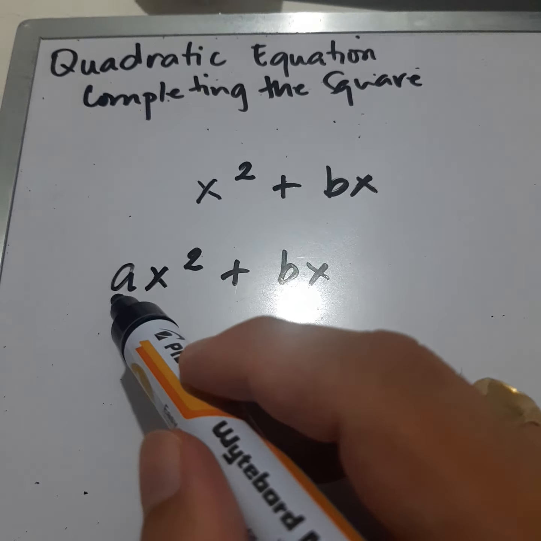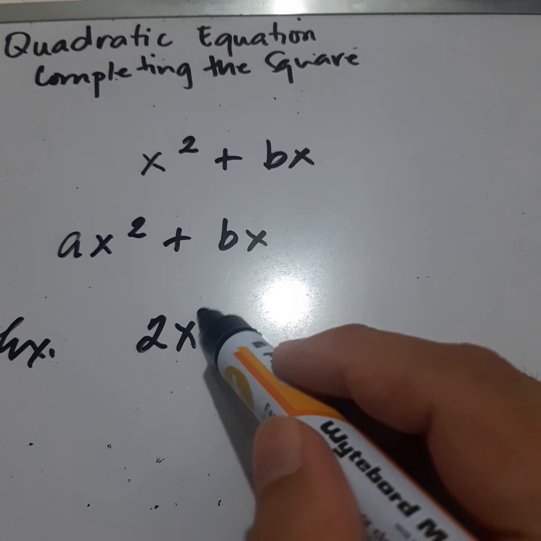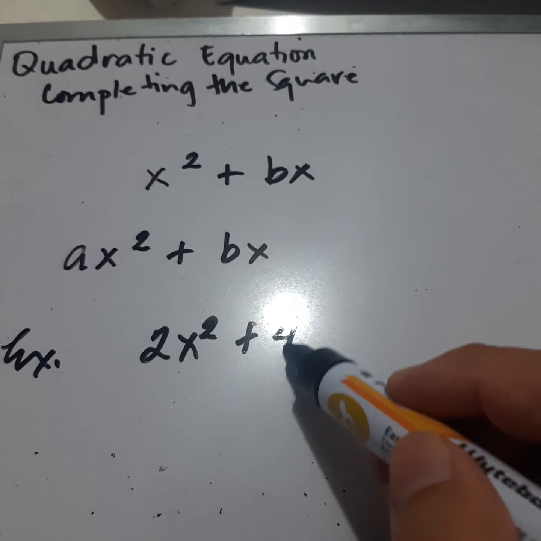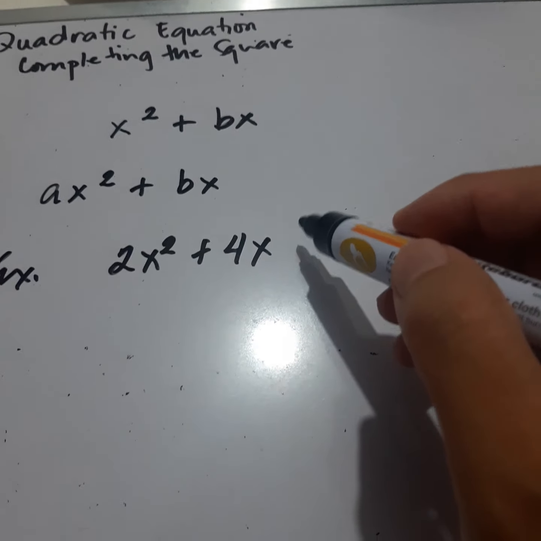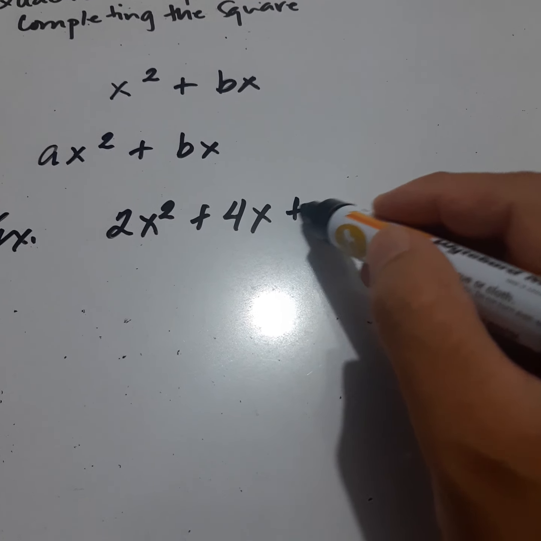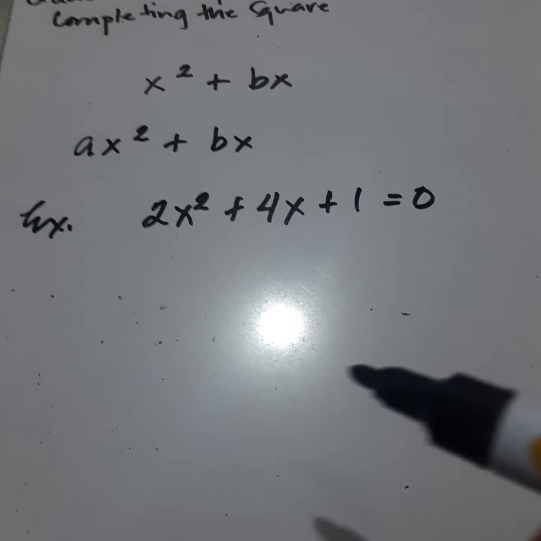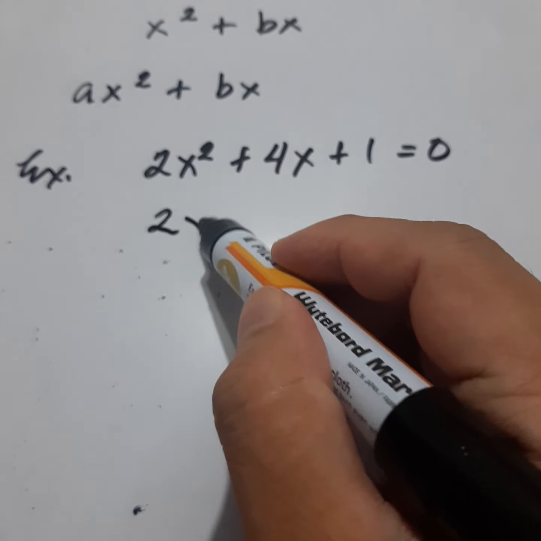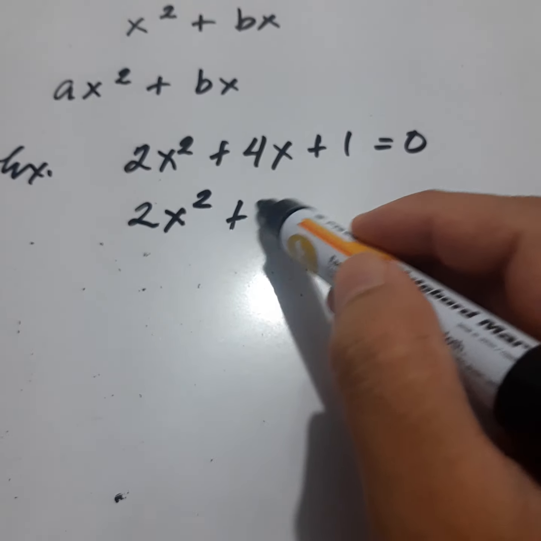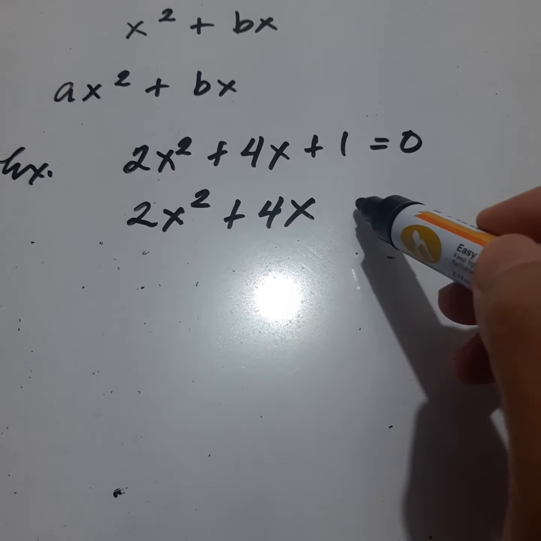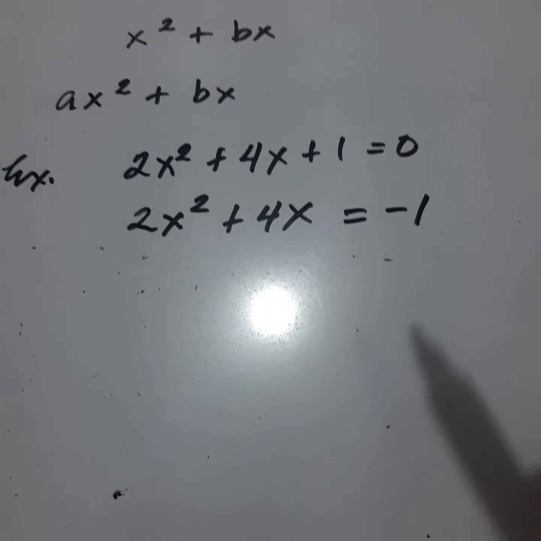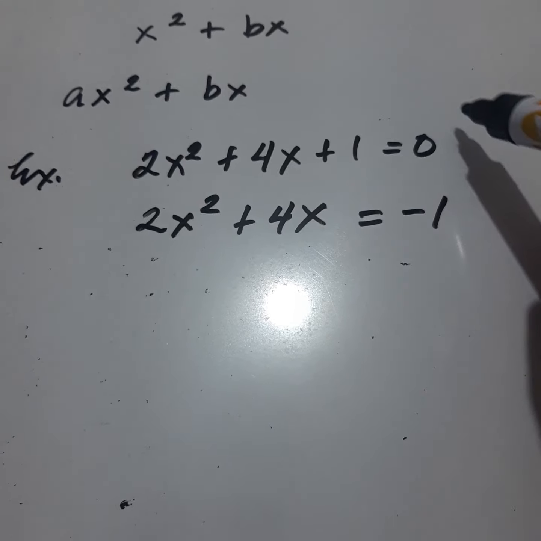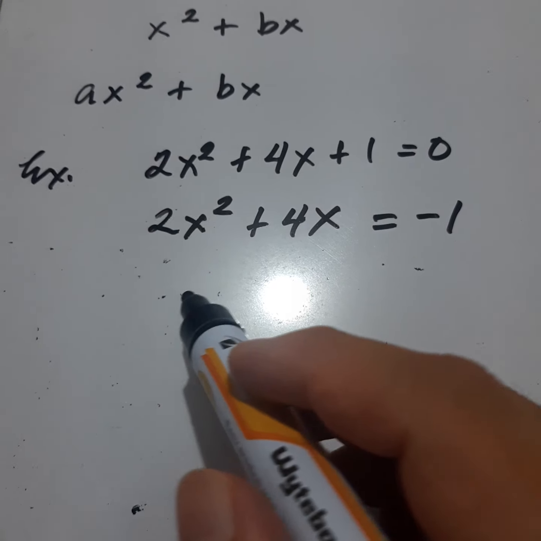than 1. So, for example, we have 2x squared plus 4x plus 1 equals 0. So, same procedure lang. So, ang una natin gagawin, still we're going to transpose yung positive 1 to the right side of the equation. So, it will become negative 1.